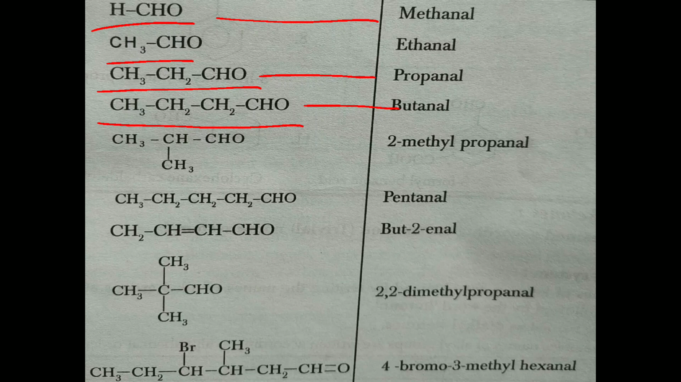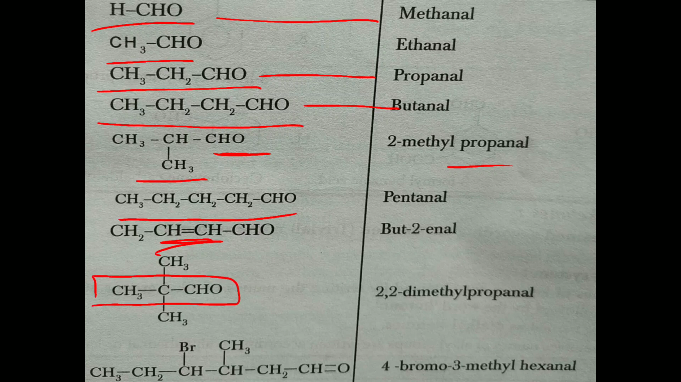Here at first carbon, this is the position, there are a total of 3 carbon atoms, so the name is propanal. But in case of the second carbon atom it contains the methyl group, so the name is 2-methylpropanal. Then 1 2 3 4 5, total 5 carbon atoms, so the name is pentanal. Here it contains the double bond at the second carbon atom, so the name is but-2-enal. Then next is a straight chain of 3 carbon atoms, that is propanal, but at the second position it contains two methyl groups, so the name is 2,2-dimethylpropanal.